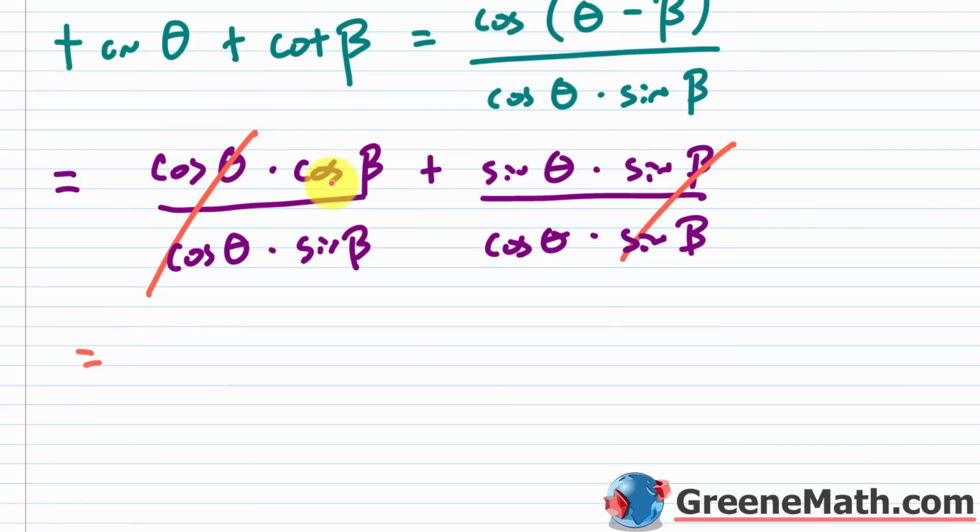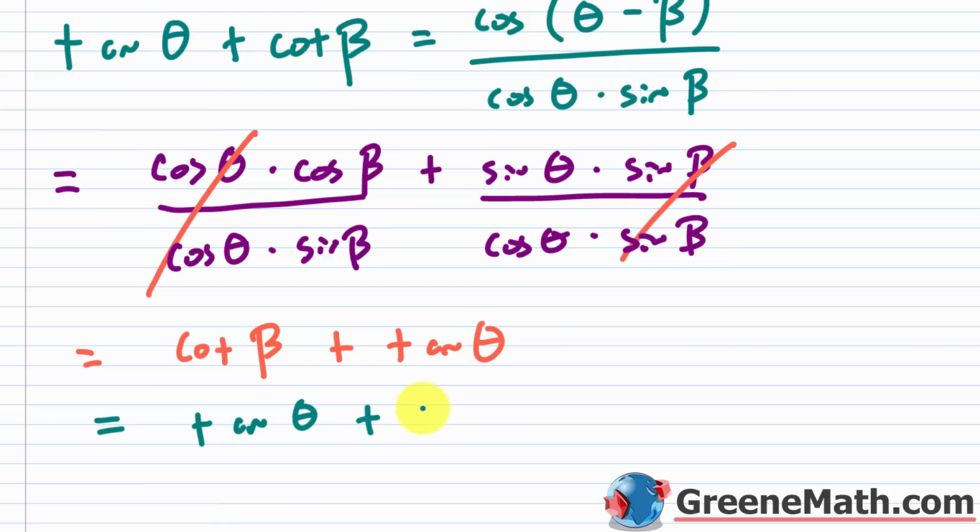So what you have now is the cosine of beta over the sine of beta. That's going to be the cotangent of beta. And then plus the sine of theta over the cosine of theta is the tangent of theta. So we're almost there. Remember, the order was flipped, so we want to match that. We're just going to change the order of the addition here and say this is the tangent of theta plus the cotangent of beta, and we're done.